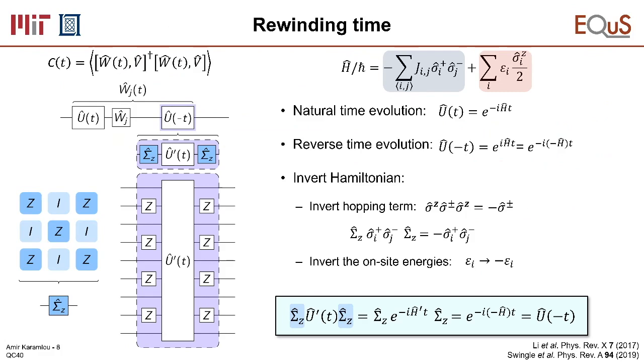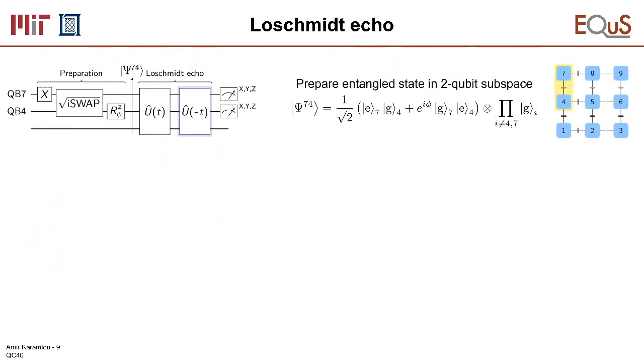In order to test this protocol in action, we prepare an entangled state between two of the qubits in our system, in this case qubits 7 and 4. We let the system evolve in time for some time t. Then we use the protocol I discussed in the previous slide to reverse time evolution and retrieve the original entangled state.